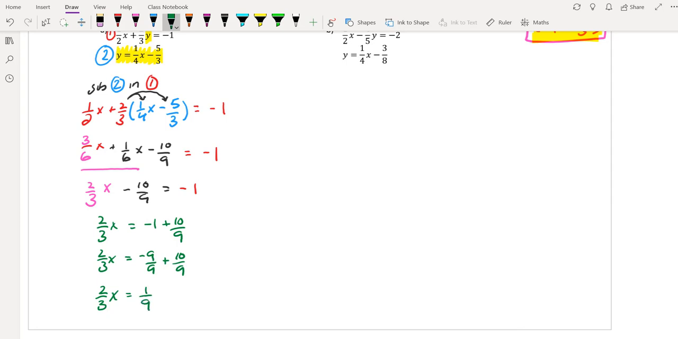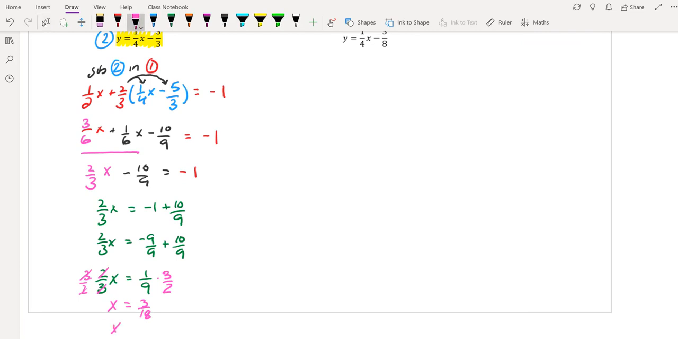Now we need to simply solve for x. We need to move the 2 and the 3 to the other side. To get the 3 to the other side, we need to multiply by 3. So the 3 and the 3 cancel out. To move the 2 to the other side, we need to divide by 2. So the 2 and the 2 cancel out. So we end up with x is equal to 3 over 18, which simplifies to x is equal to 1 over 6.